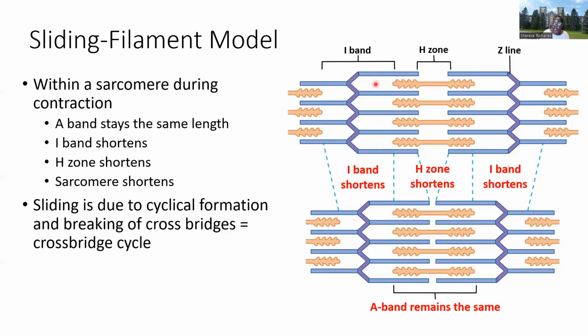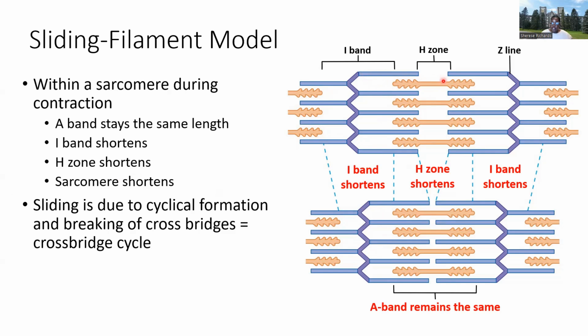Myosin is moving further in this direction, actin is moving further in this direction. So if you look at the contracted version of the sarcomere down here, more of the actin has been dragged towards the center, and so the length or the size of the I band is going to get shorter. The H zone is going to shorten as well. We looked at that earlier.